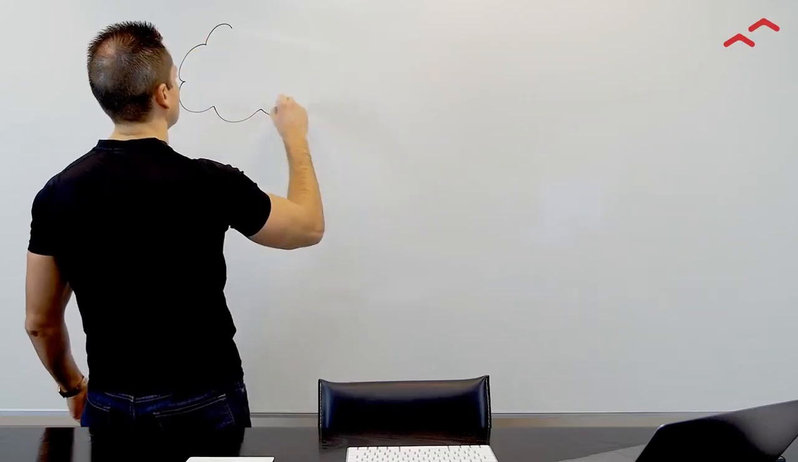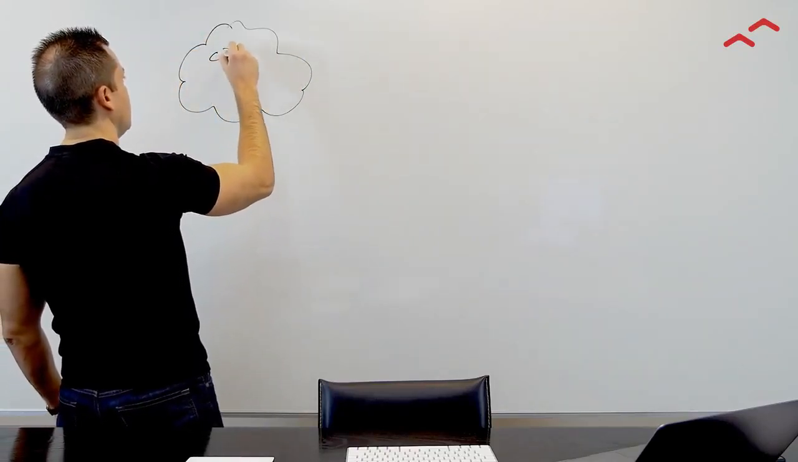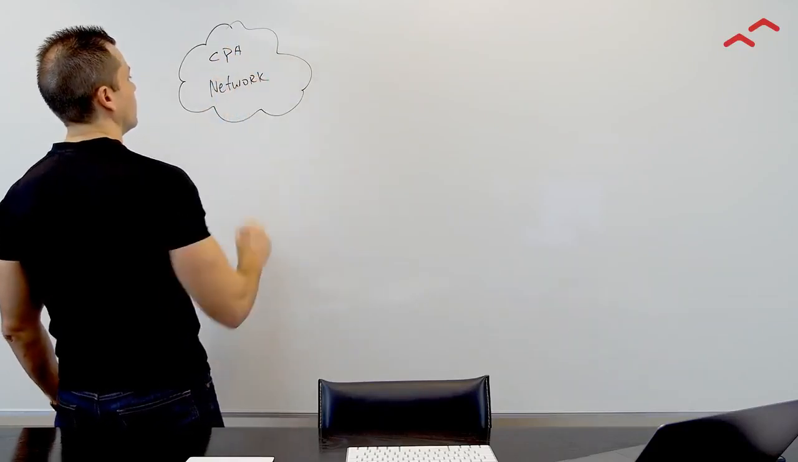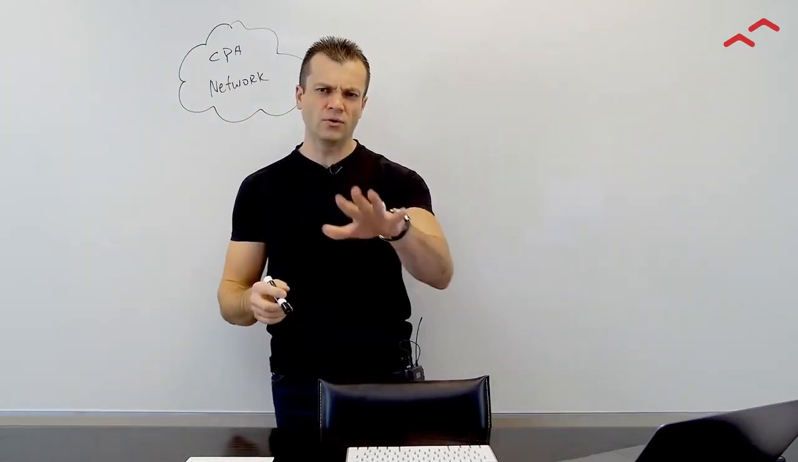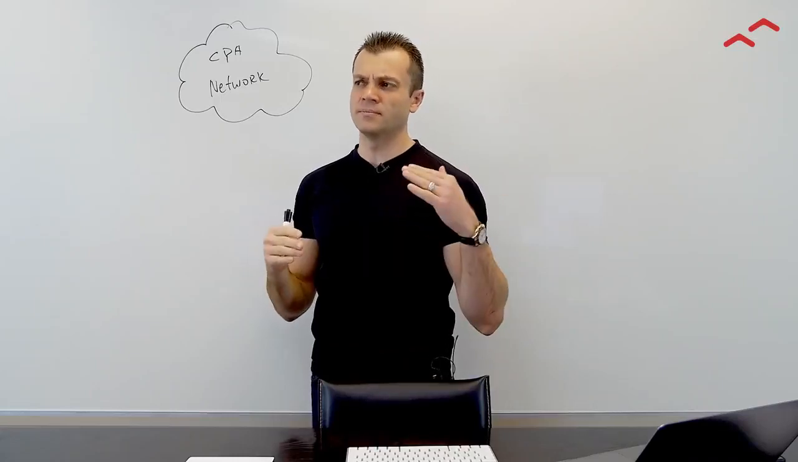Okay, so check this out. Let this cloud right here represent networks. We'd say CPA network. Now, there are a lot of different CPA networks out there, and in the next video, the video below this one, we're going to take a look at some of them. I'm going to show you some of the most popular ones, and the ones that I recommend you check out, at the very least, when you're ready for it.